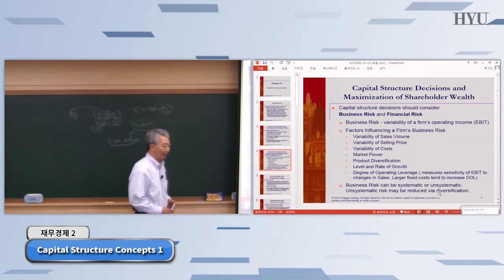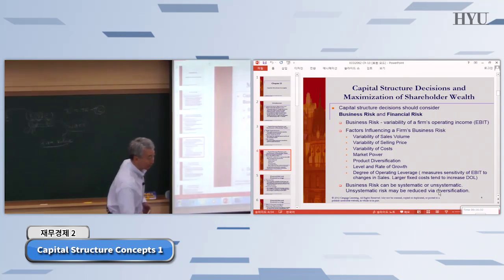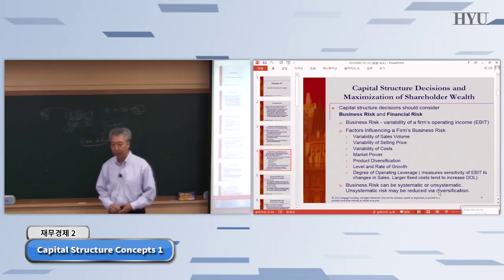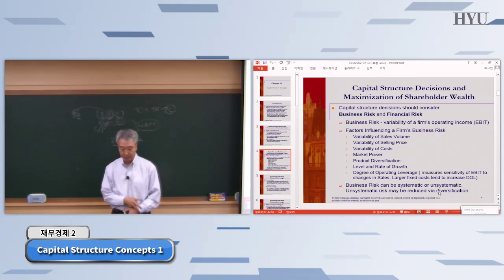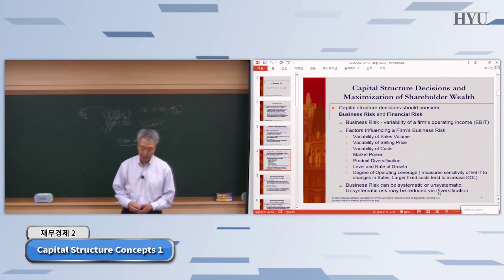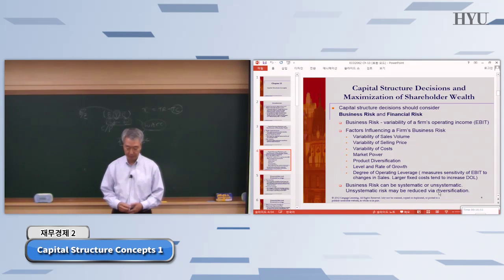Again, I keep asking this same question. What is a risk? Right, uncertainty or variability. That's what we mean by risk in finance. So business risk refers to variability of a firm's operating income, which is EBIT, earnings before interest and taxes.